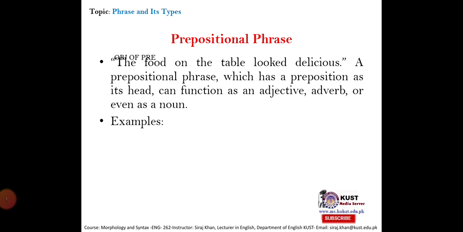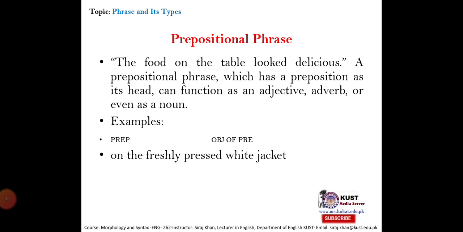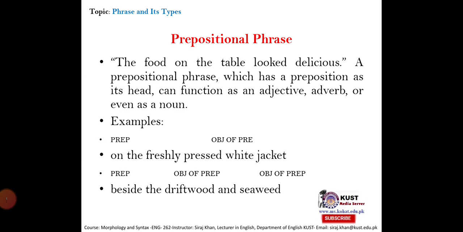Some examples are here: on the freshly pressed white jacket. So the preposition is on, and the object of the preposition is the freshly pressed white jacket. Here, beside the driftwood and seawood. So beside is a preposition, the driftwood is an object of the preposition, and seawood is an object of the preposition, double objects.